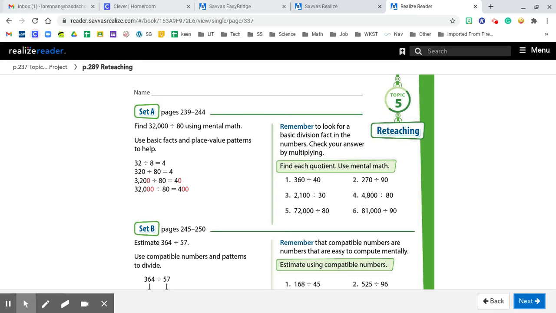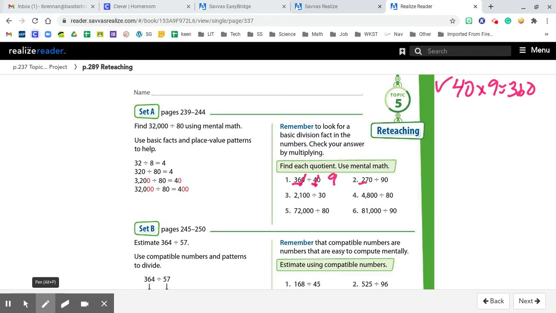Find 32,000 divided by 80. So we're going to use basic facts, solve a simpler problem to help us solve this problem. So if we go up into our problem here, 360 divided by 40, we say 36 divided by 4. That's solving a simpler problem of 9. And we know we can cross out those zeros. They cancel each other out. 360 divided by 40 equals 9. And you can check your work by doing 40 times 9, 360, and that checks out.